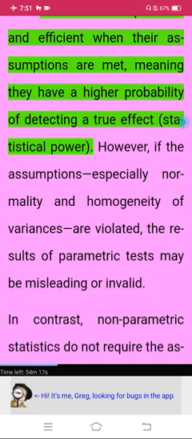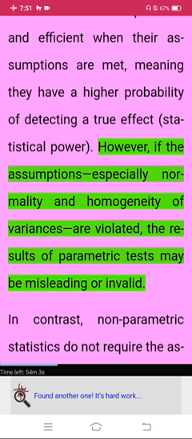These tests are powerful and efficient when their assumptions are met, meaning they have a higher probability of detecting a true effect, statistical power. However, if the assumptions, especially normality and homogeneity of variances, are violated, the results of parametric tests may be misleading or invalid.